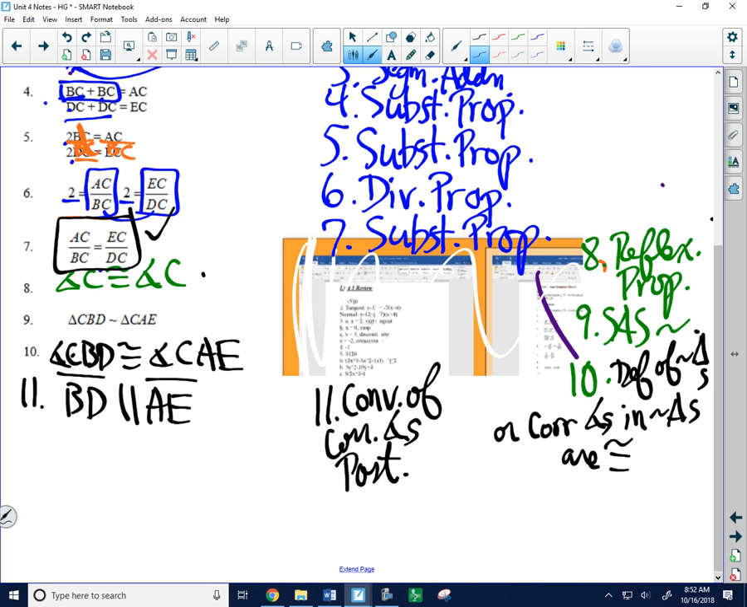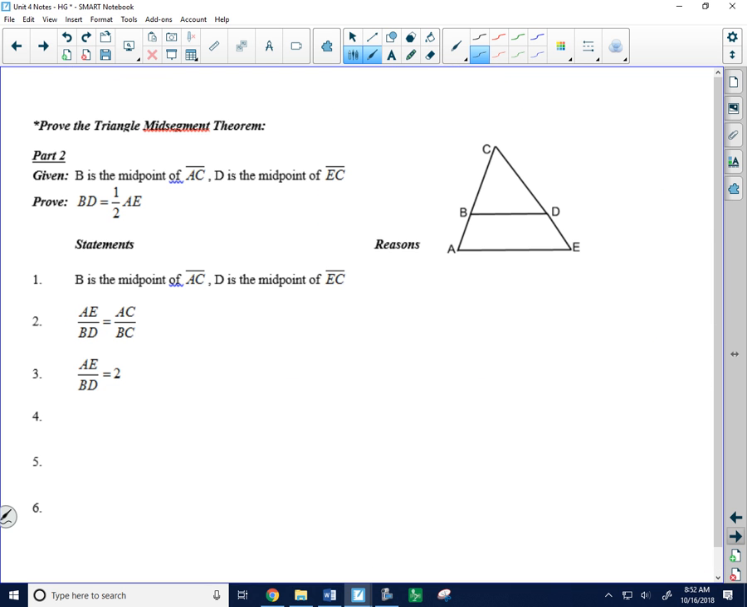Anything to clarify that one? No. I have to do the second part of it to finish up. So let's finish this one up on the next page. On the next page, I'm just going to finish up the second part.